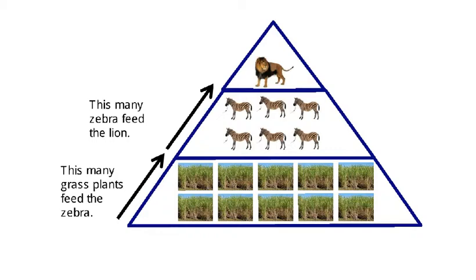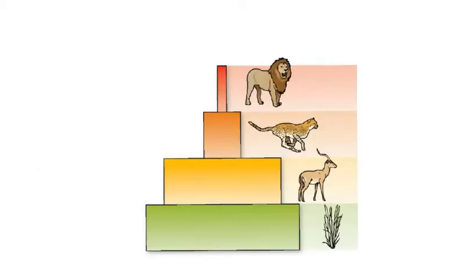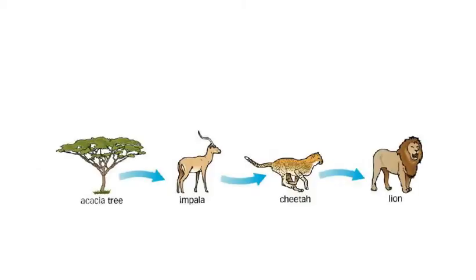When we look at the numbers of organisms at each stage, we usually see something like this, with large numbers of organisms at trophic level 1 and then the numbers decreasing as we move through the food chain. This is called a pyramid of numbers, as it shows us the number of organisms at each trophic level, and it is usually pyramid shaped. Here is another example of a food chain, and the pyramid of numbers for this food chain.